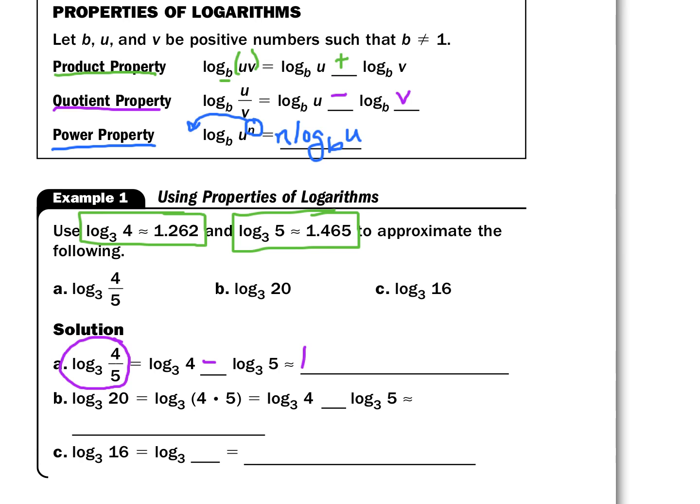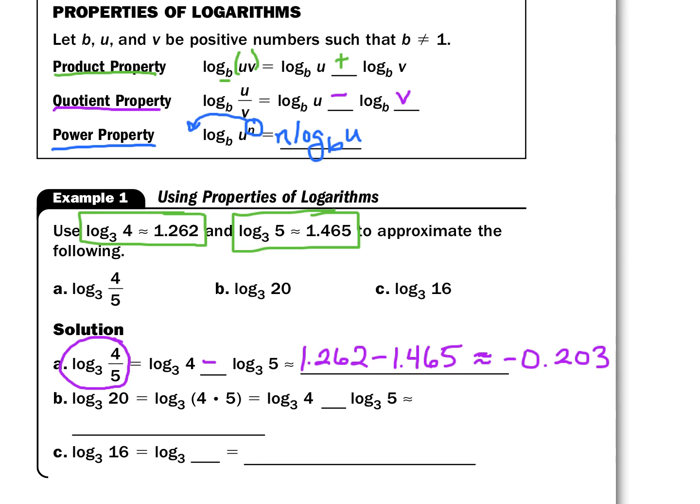which means that we're going to take log base 3 of 4, which is approximately 1.262, and subtract log base 3 of 5, which is approximately 1.465. So on the calculator, 1.262 minus 1.465, and I get approximately negative 0.203. Okay.